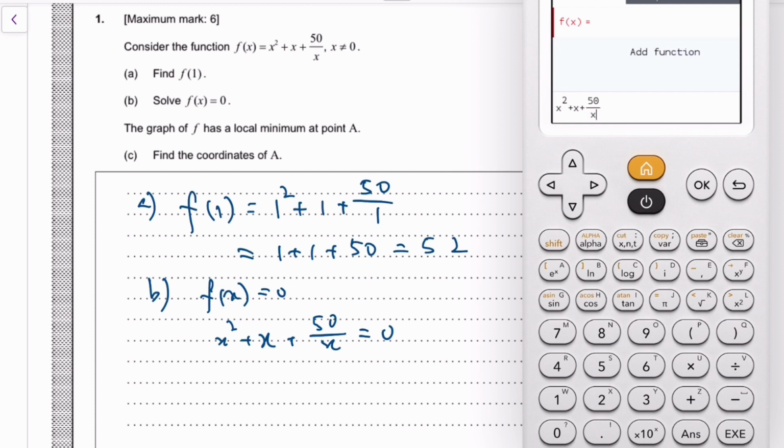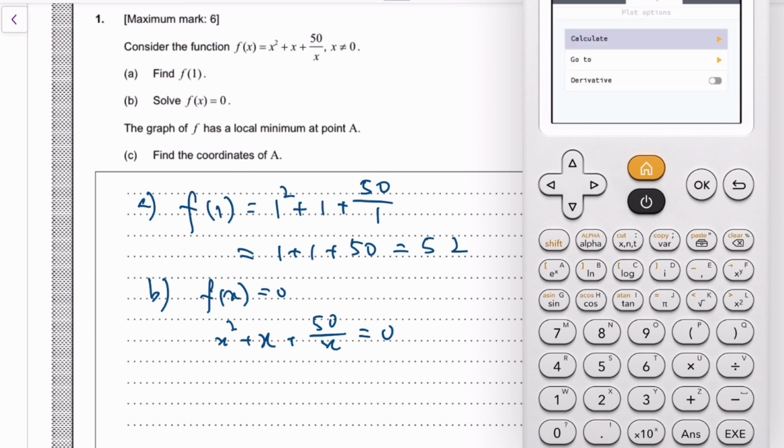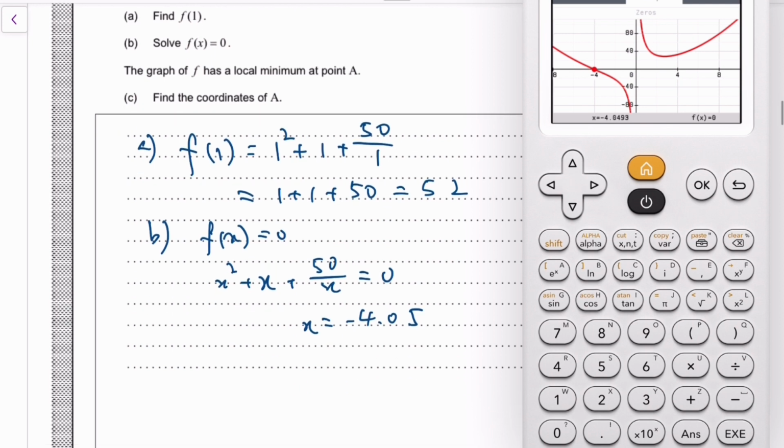Now, I personally do not like to use NSolve or Solver. The reason is NSolve and Solver only give you one answer. But sometimes the equation might have more than one answer, and then it won't be able to give you that. This time there is only one. Calculate zeros: negative 4.05 for 3 sig fig. That's it.